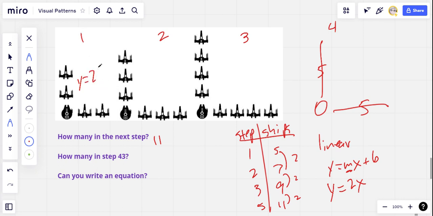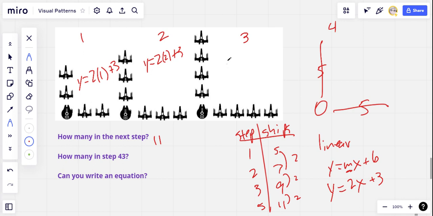And here in step 1, we'd put in 1 for x. 2 times 1 would just be 2. And we have 5 ships here. So that means we'd need to add 3 more to make this come out. So that's what our b is. It's 3. So y equals 2x plus b, or plus 3, should be our equation. Let's test that in step 2 and see if it works. Y equals 2 times step 2 plus 3, and 2 times 2 is 4 plus 3 is 7. Yeah, that's how many we have here.